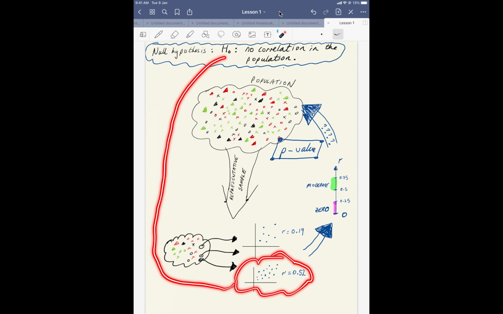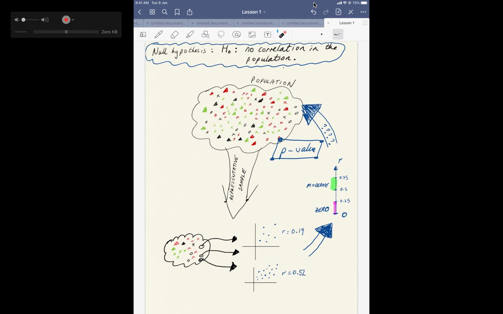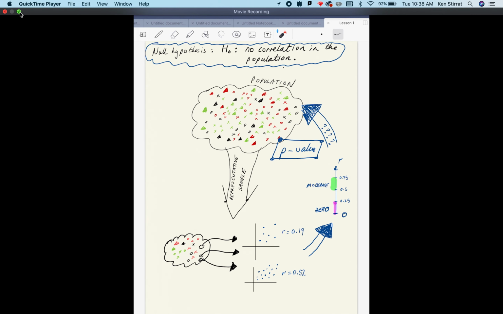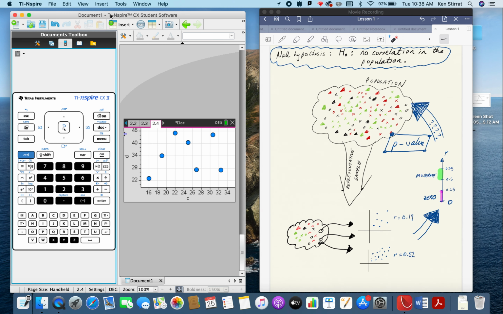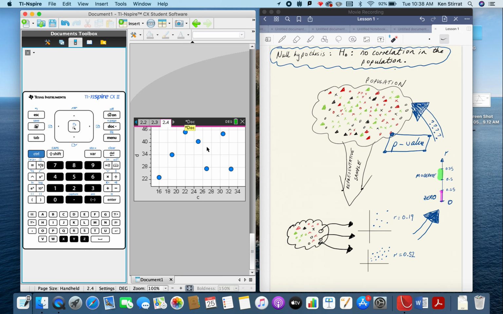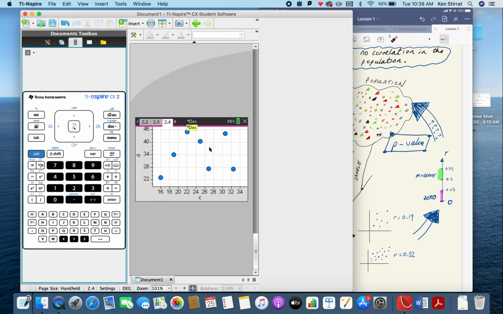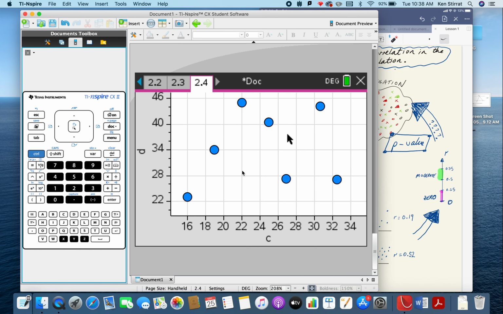Okay, so let me switch now from my iPad to my TI-Nspire. On the TI-Nspire, what I've got on screen here is a scattergraph, which looks quite similar to the one we've been looking at for the 0.19. If I go through my menu, I'm going to work out an R value, the correlation coefficient.